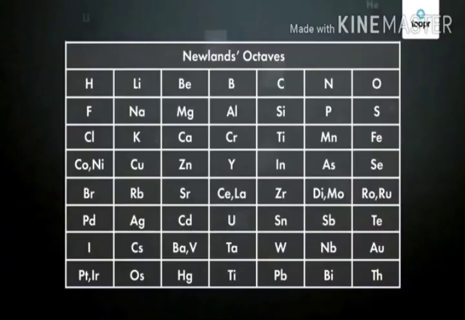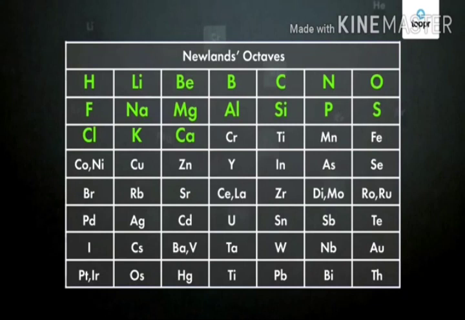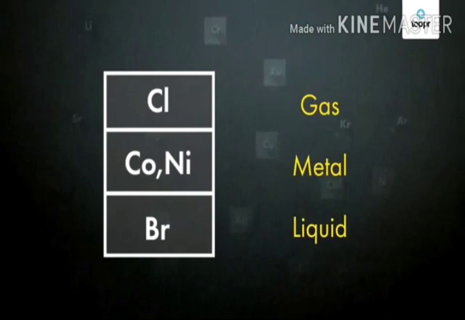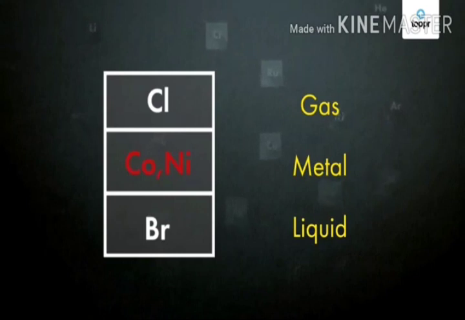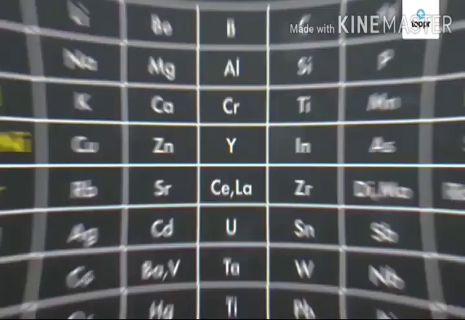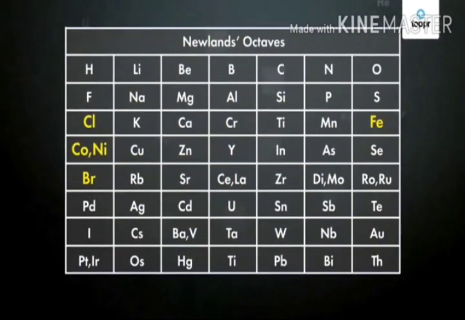Let's look into that. Out of 56 elements, the law was possible only up to calcium. So the law failed after calcium. Look here, children. Chlorine and bromine are entirely different from cobalt and nickel, since cobalt and nickel are metals, but he included them in the same slot. But iron is similar to cobalt and nickel, and iron is placed far away in the table. The same problem is faced by cerium and lanthanum also.